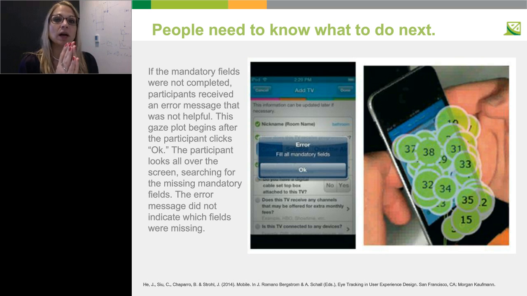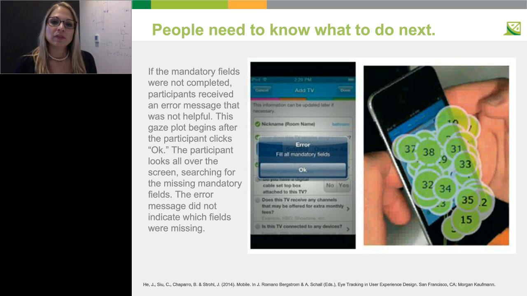There was no icon to indicate that there was an error. There was just no indication whatsoever, a circled area or this error message being near the error, nothing to indicate to the user where the error was. And as you can see from the gaze plot on the right, this was after the participant clicked on the OK button, and the error message went away. They looked all over the screen trying to find that error. It wasn't clear where to go. A useful error message would tell people exactly what the problem was, and then they'd be able to easily find it. They could recover from the error and then move on with their busy day. So people need to know what to do next when there's some sort of a process.